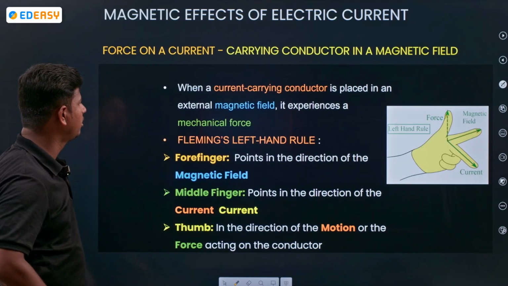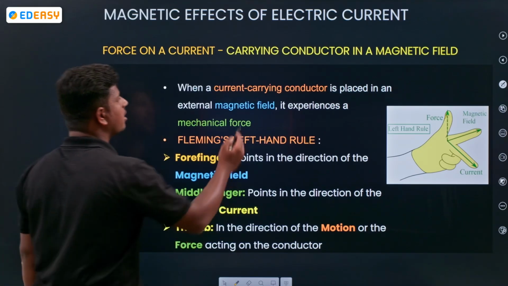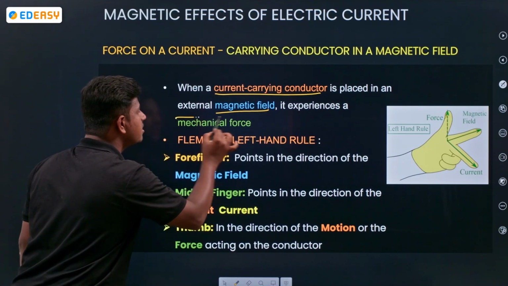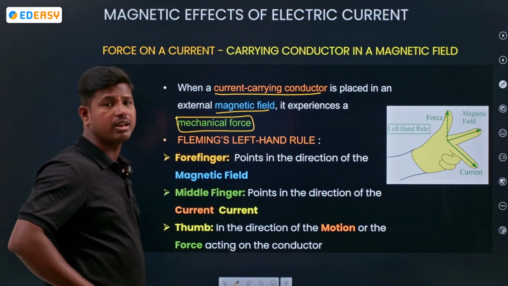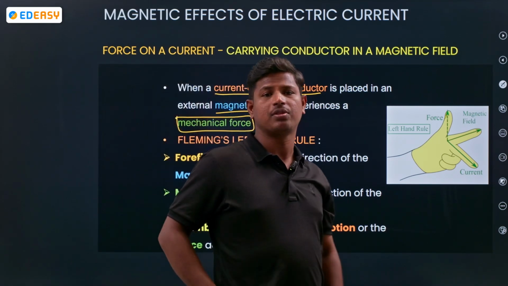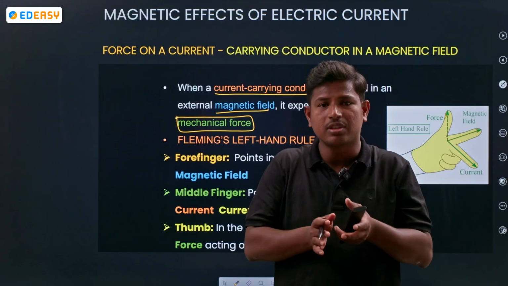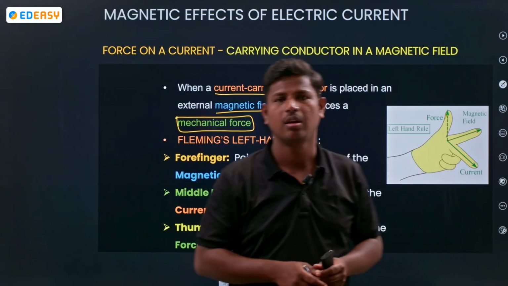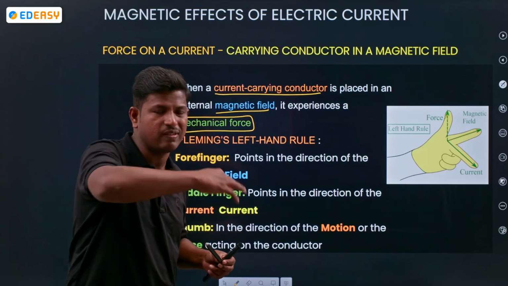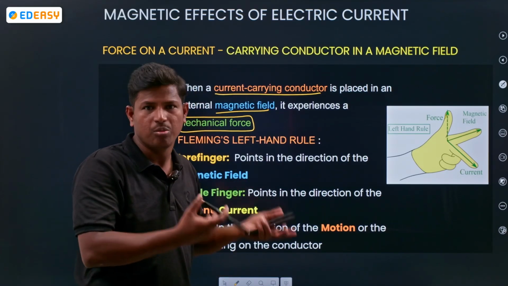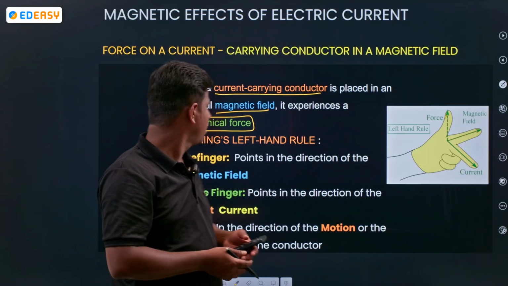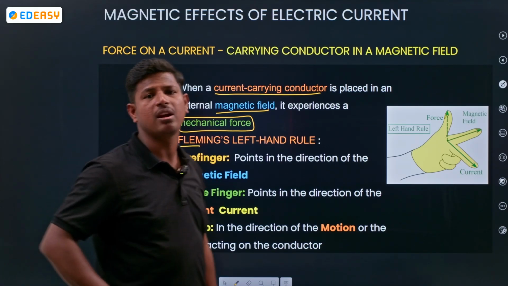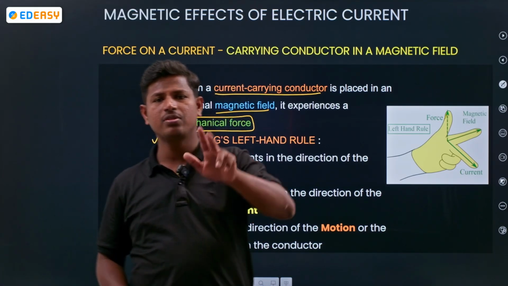Look here. When a current carrying conductor is placed in a magnetic field, it experiences a mechanical force. Which force does it experience? Mechanical force. That means it rotates. Because it is experiencing a force, it will be rotated, or it will move, right? It has a motion, right? So how can we represent that? These all are Fleming's left hand rule. In Fleming's left hand rule, which fingers do we have to take?